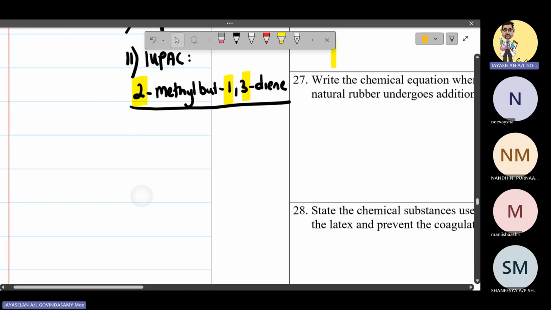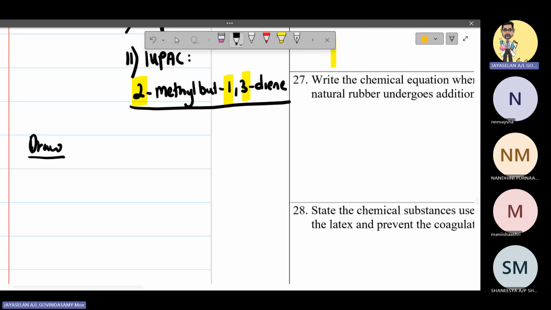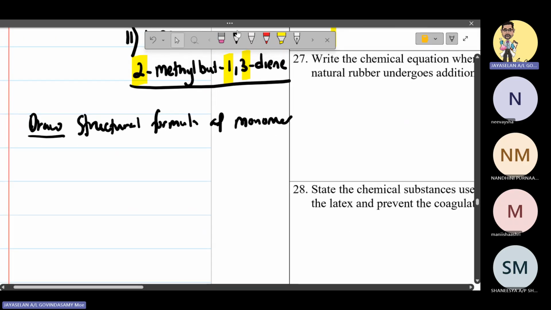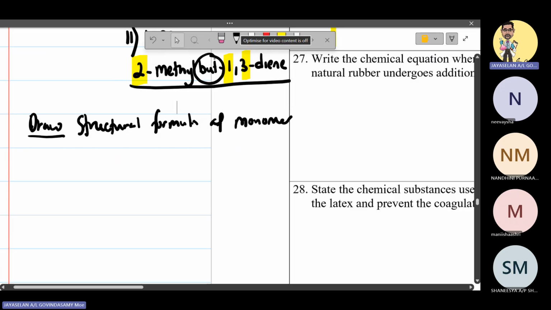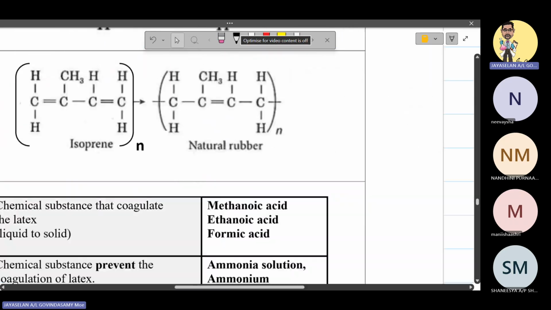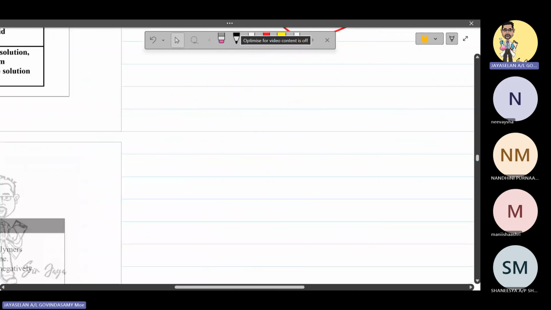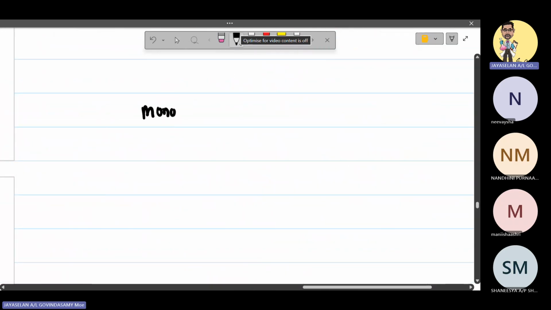So if they ask you to draw the structural formula of the monomer, I already drew it in the book. They will ask you to draw the structural formula of the monomer for 2 marks. Don't waste your marks. 2 marks, very easy. So how to draw? You see here, very simple. Buta means how many carbons? So you can draw. I will draw here. The monomer name is like this. What is the name of the monomer? 2-methyl.